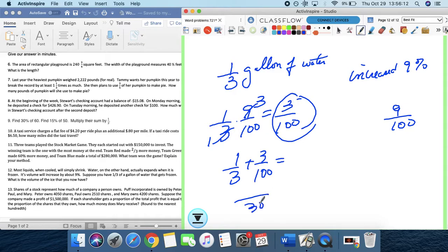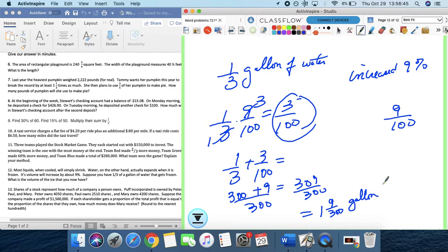Let's see, 300. All right, so that's going to be 300 times 100, right? Times 3. It's going to give us 309 over 300. So how much do you have now? You have 1 and 9/300 of a gallon.